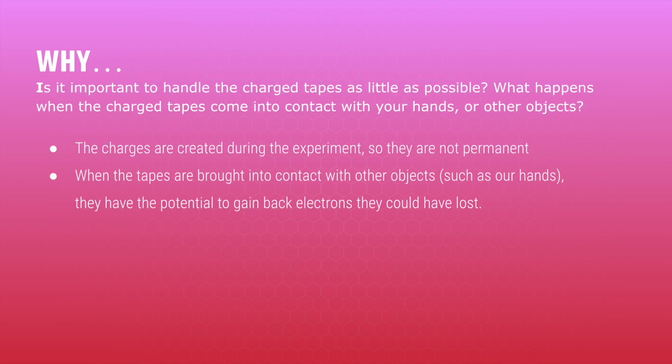Why is it important to handle the charged tapes as little as possible? What happens when the charged tapes come into contact with your hands or other objects? So the charges are created during experiments, so they're not permanent, and when the tapes are brought into contact with other objects, like our hands, they have the potential to gain back electrons they could have lost or to have their charges change.